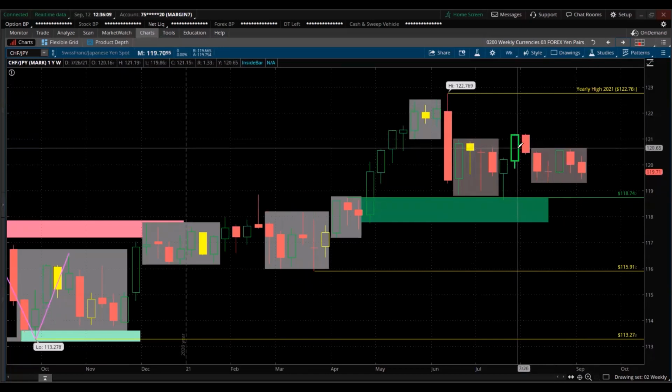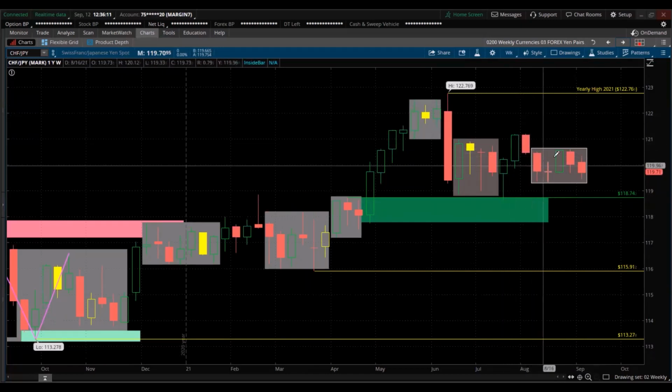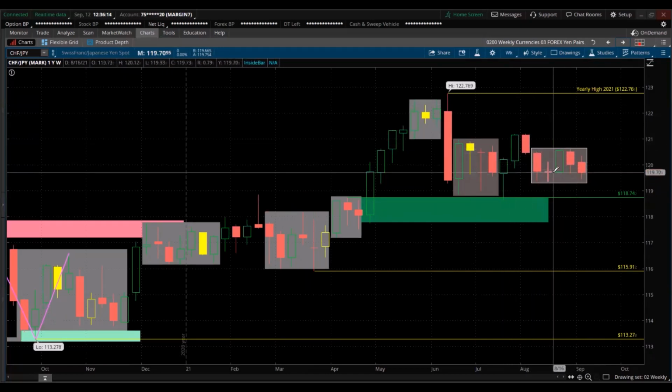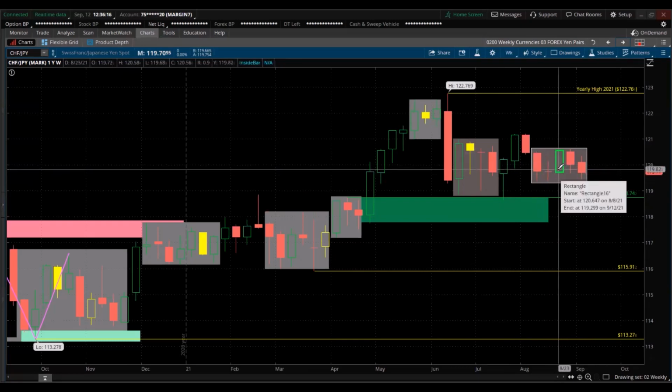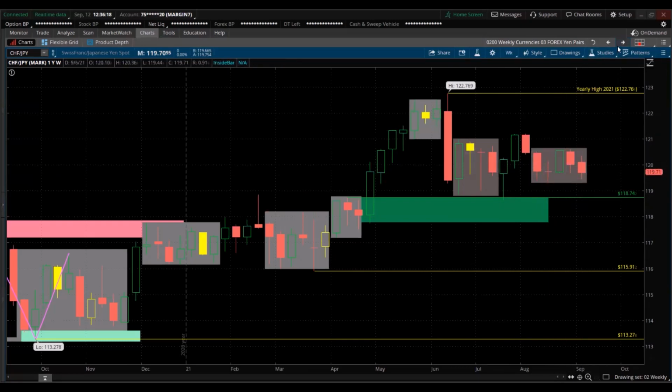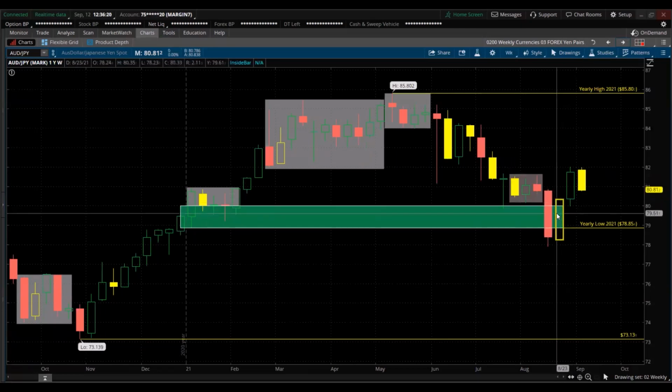Swiss franc, Japanese yen, two safe haven currencies. Tight consolidation here, building a wedge. Something's going to break out there at some point. And that reversal right there.